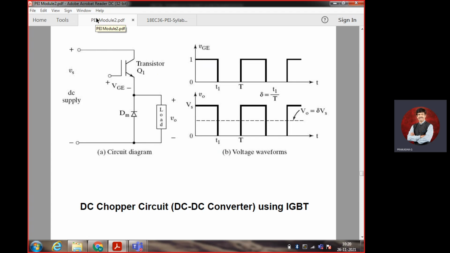The circuit is same as this, but he has given one diode. Correct? A diode has been given. See here, I'm having a load on the right side. In parallel with the load, I'm having a diode. In between, I have given the inductive.